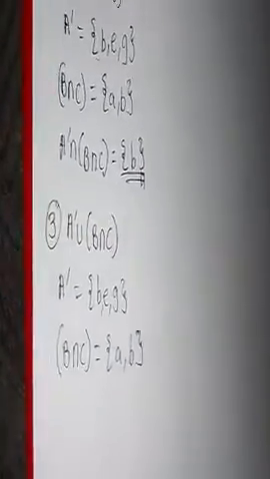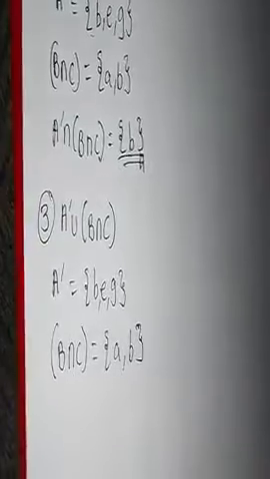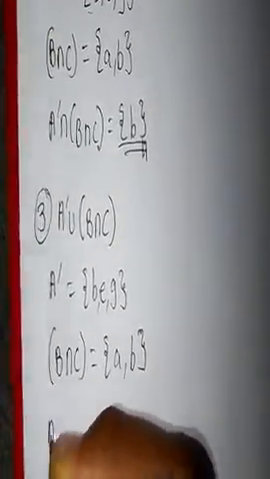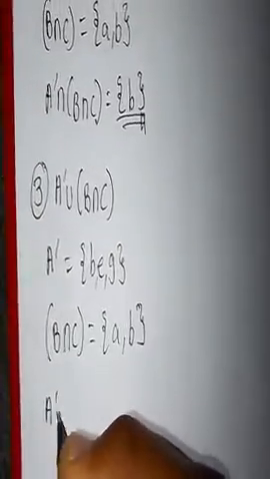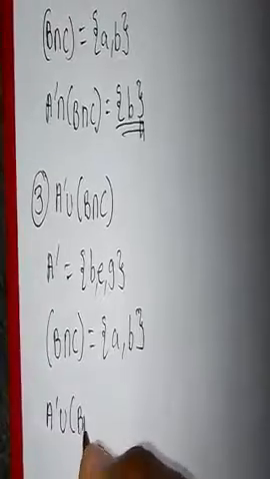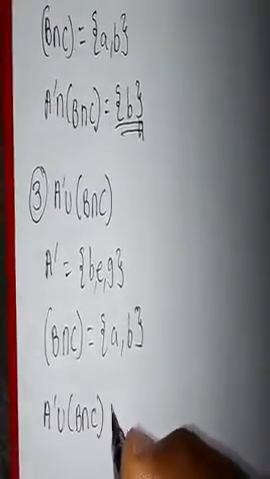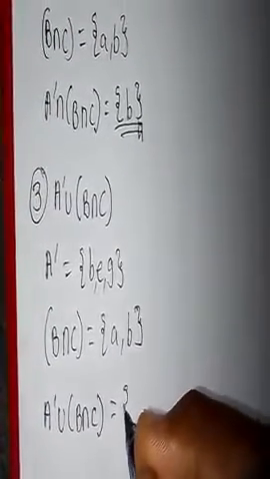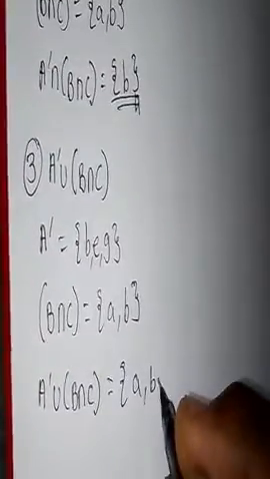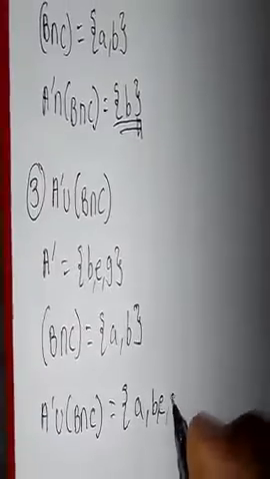And now let's unionize them. So we put them together in alphabetical order, which is A complement union, open B intersection C close, is equal to, so it's going to be A, B, E, and G.